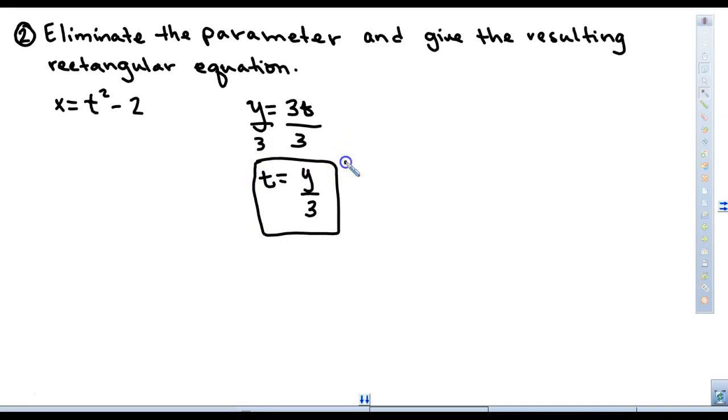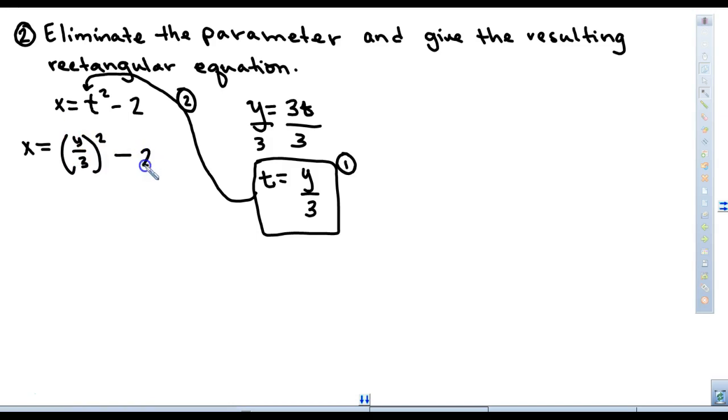Pick one equation, and that right there means step 1. Pick one equation, solve it for t. Step 2, it's like solving a system almost. You're going to come back over here, and in the place of t, we are going to put y over 3. Step 2. So that's going to be x is equal to y over 3 squared minus 2.